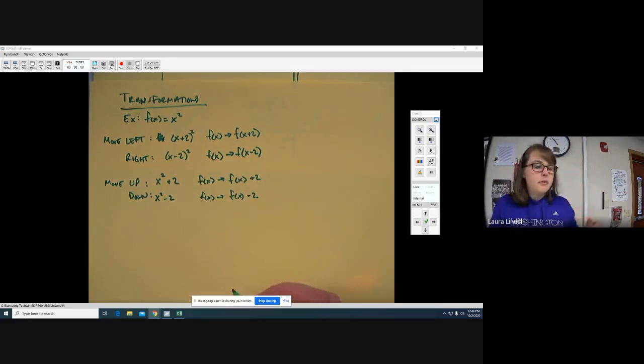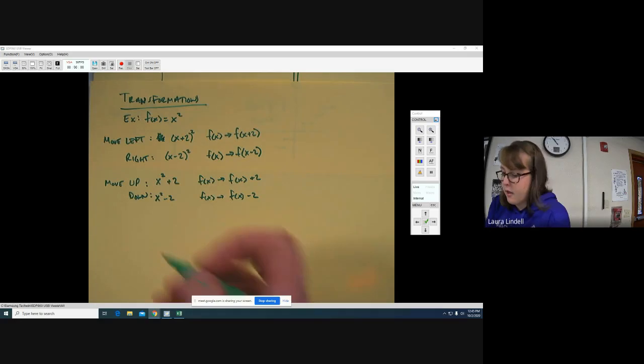Okay. So moving things up, down, left, and right, those are kind of the basic examples that people tend to not have as much trouble with. It's the compressing and stretching that tend to give people a little bit more trouble here, because they're related to one another. So we're going to start off with vertical.